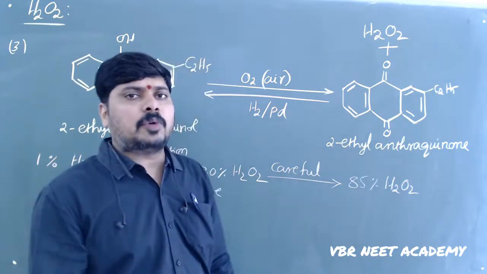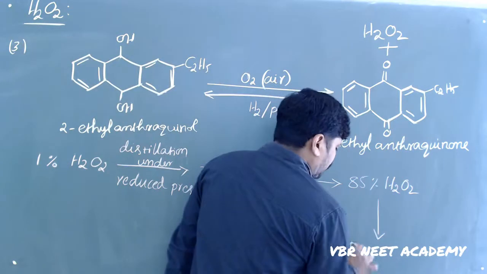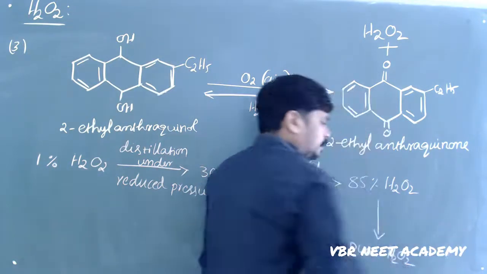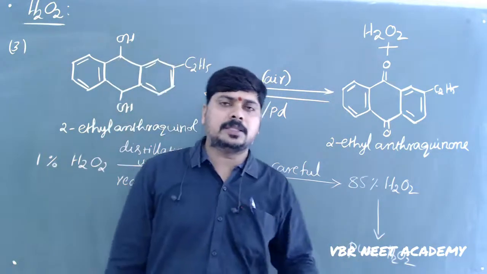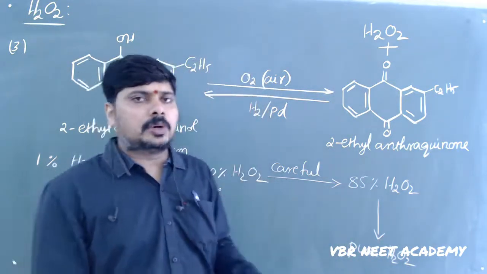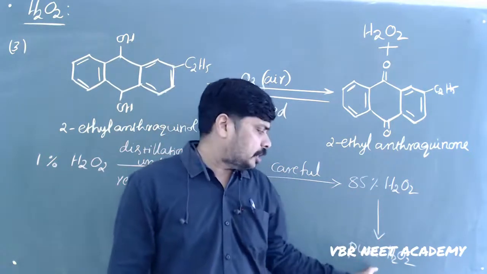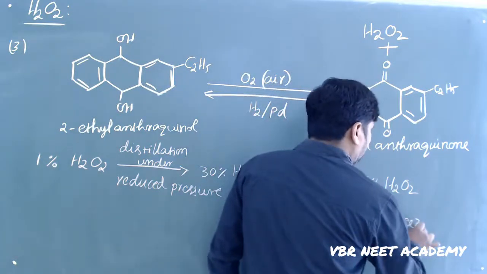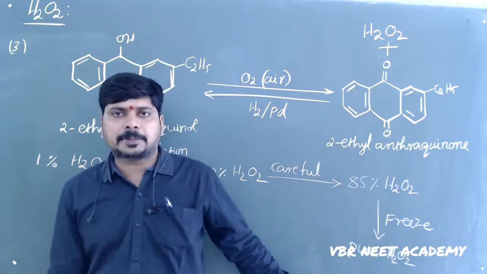That remaining water, 15%, can be taken out to get pure H2O2 by freezing. Why? Because the melting point of solid H2O2 is lower than that of water. That's why you can freeze out this H2O2. By freezing, we can obtain the pure H2O2.